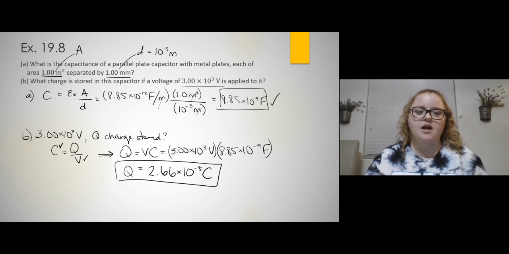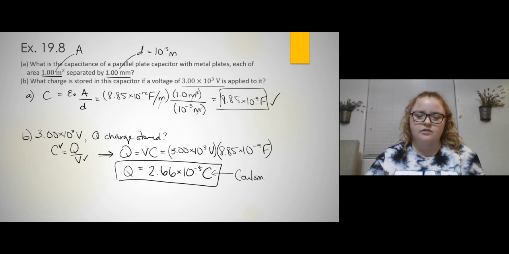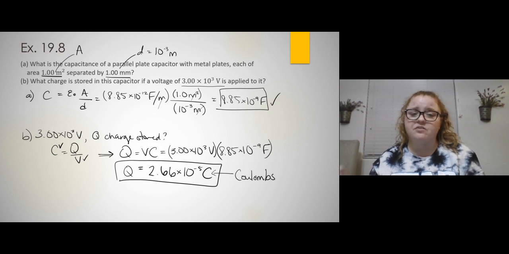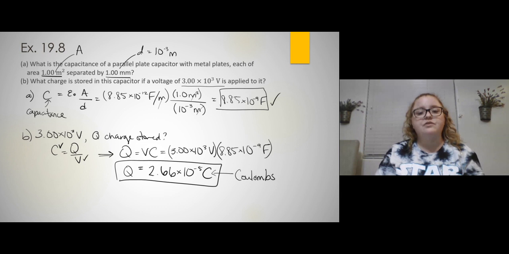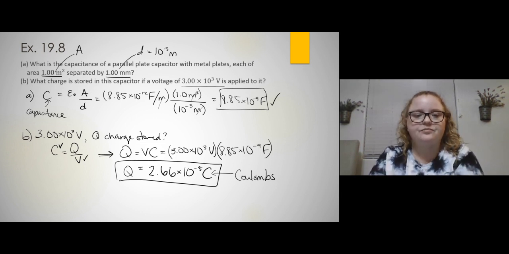If all of the letters confuse you, you can always do it a little differently on your own work. You can say this is coulombs. Just make note of it. This is capacitance. Don't confuse yourself. Take your time with this, okay?